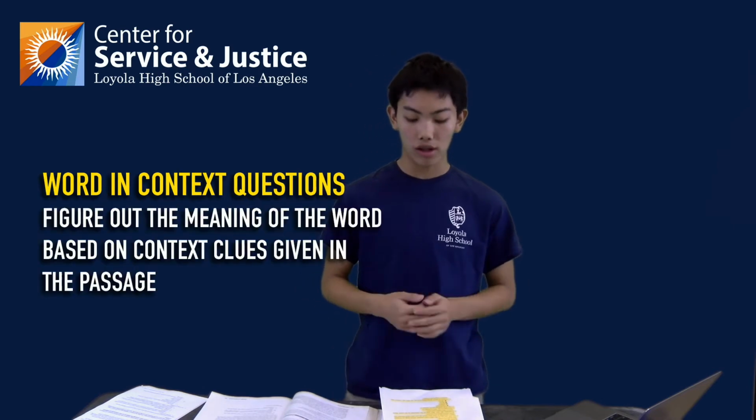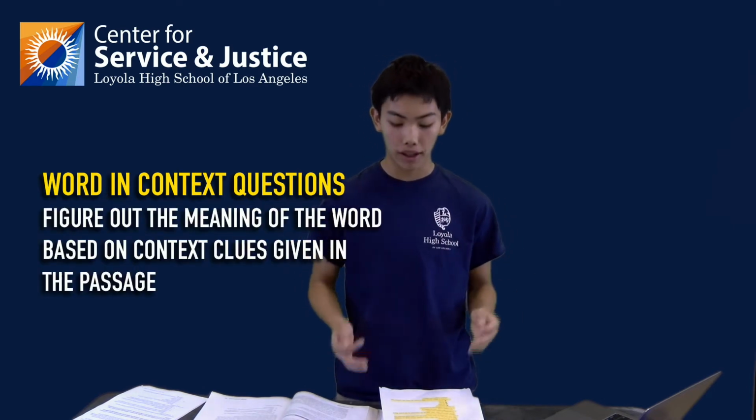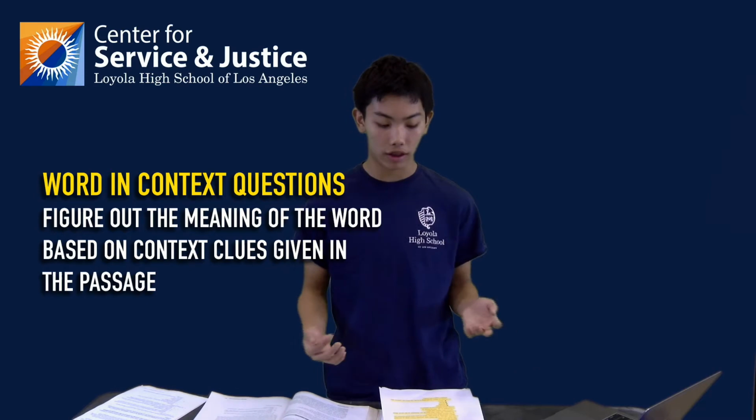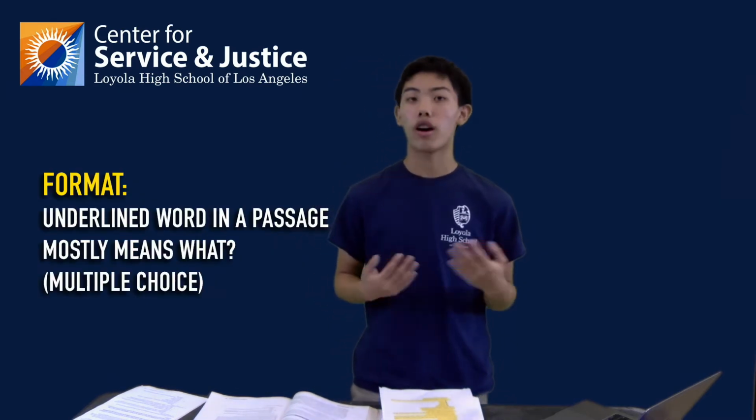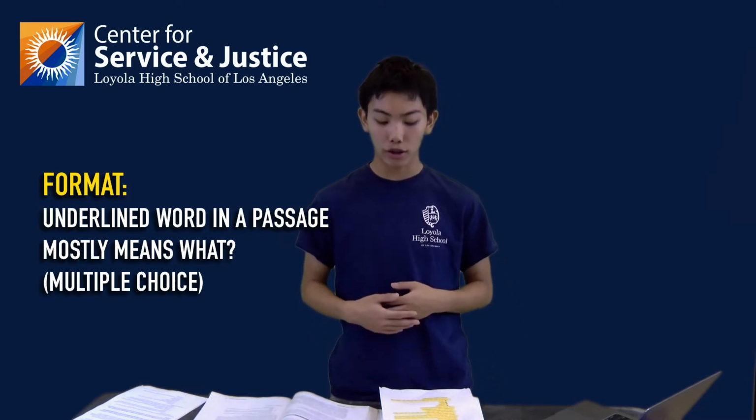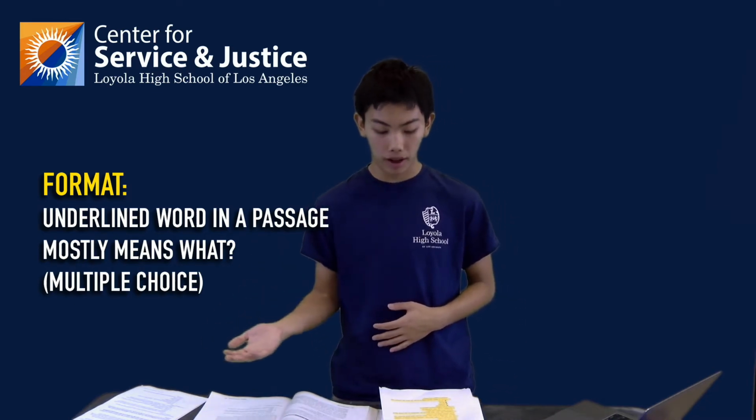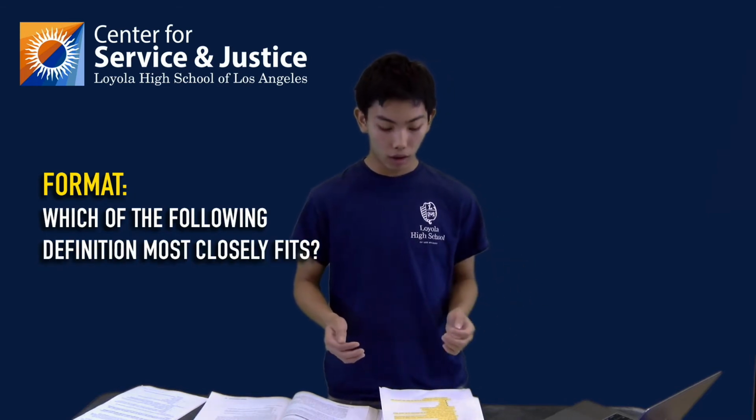So what are word and context questions? Word and context questions are questions that want you to figure out the meaning of the word based on context clues given throughout the passage. So formats of these questions include: the word as underlined and used in the passage most nearly means what? And you have the choices. Which of the following gives an example of blank? Which of the following definitions most closely fits?